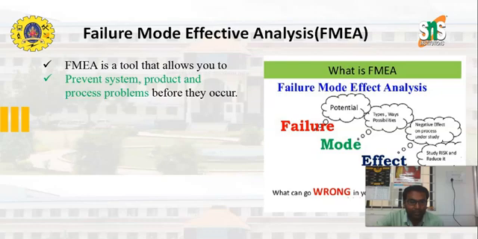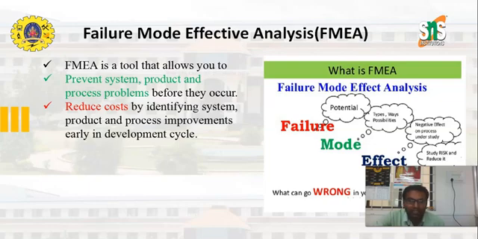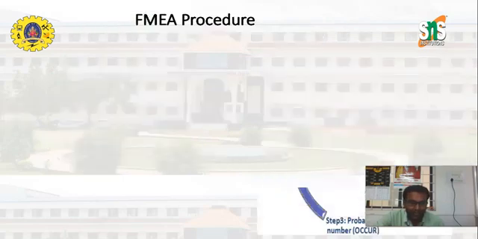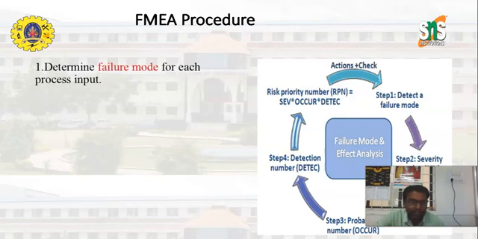FMEA is a tool that allows you to prevent system, product and process problems before they occur. With its help, we can reduce cost by identifying system, product and process improvements early in the development stages itself. We can create more robust processes, and it also prioritizes the actions that decrease the risk of failures. Next, we are going to discuss the various steps involved in the FMEA analysis.